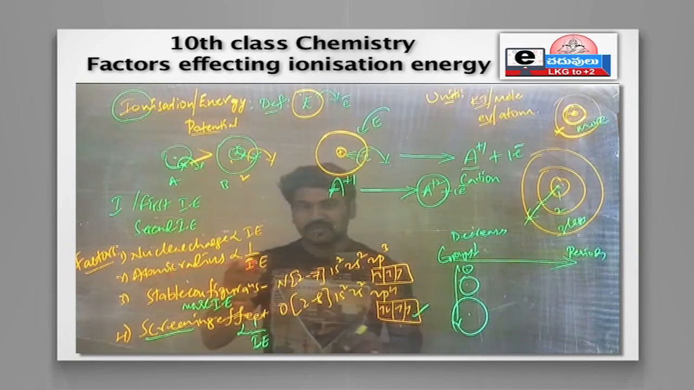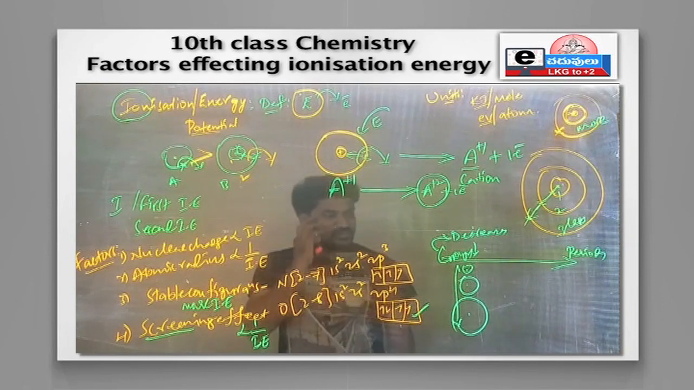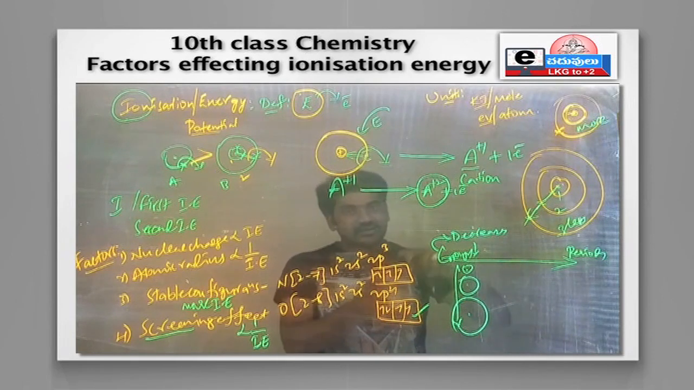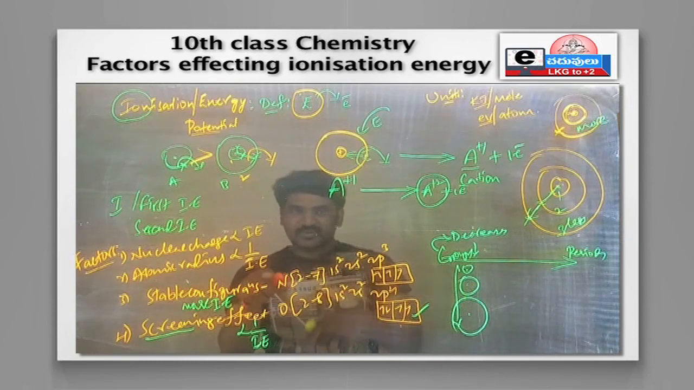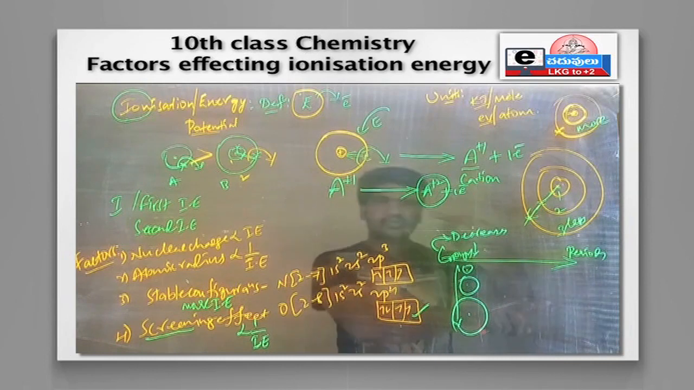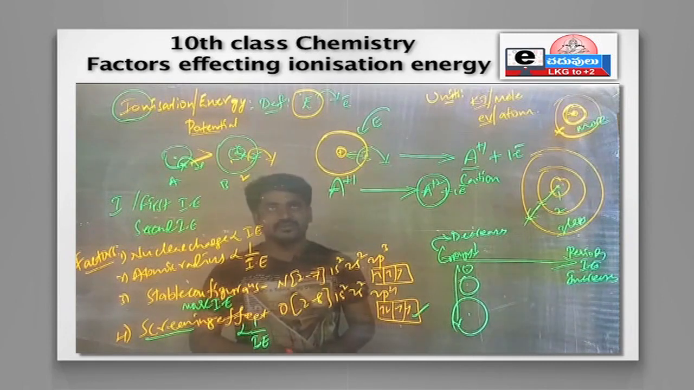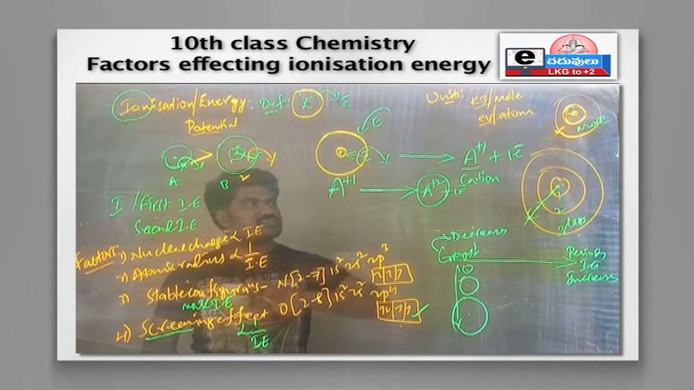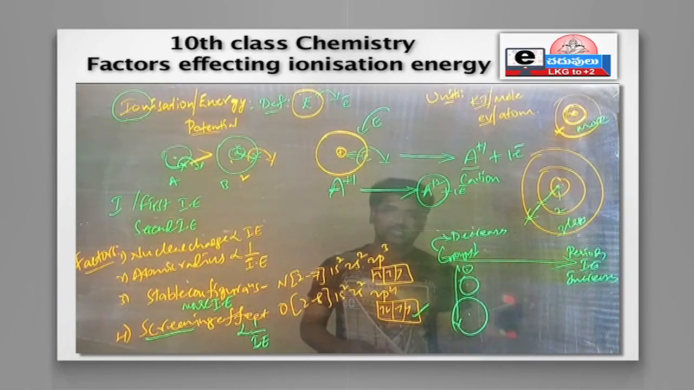Why? Because of atomic radius. In periods, atomic radius decreases. According to this, atomic radius is inversely proportional to ionization energy. So here atomic radius decreases, so ionization energy will increase. In periods, ionization energy will increase. So these are the things about ionization energy, the factors affecting it, and how it changes in the groups and periods.